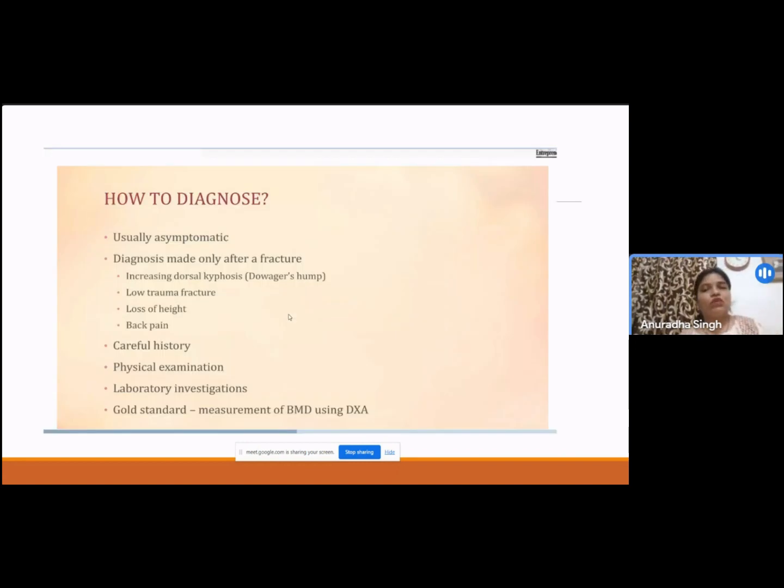Now, how to diagnose osteoporosis? It is usually asymptomatic. Diagnosis is either made after a fracture, or the women have an increasing dorsal kyphosis. There's a low trauma fracture. There is loss of height. There is a sudden back pain. We have to have a careful history, physical examination, certain lab investigations, and of course the gold standard is DEXA scan.